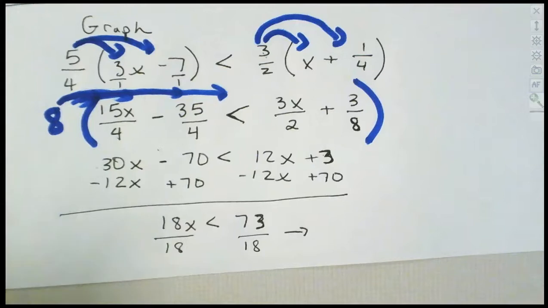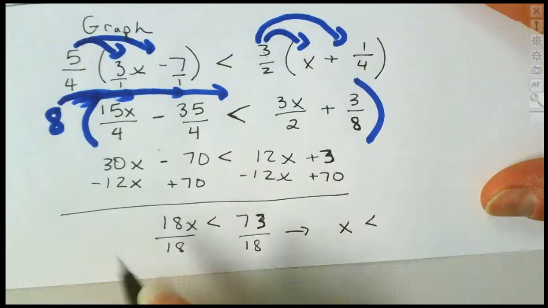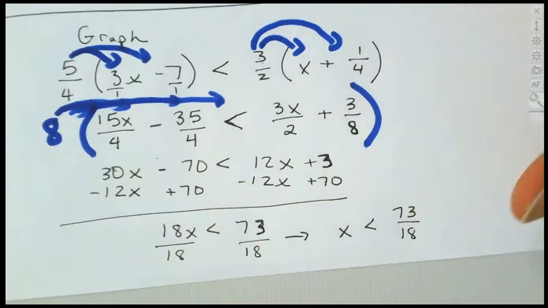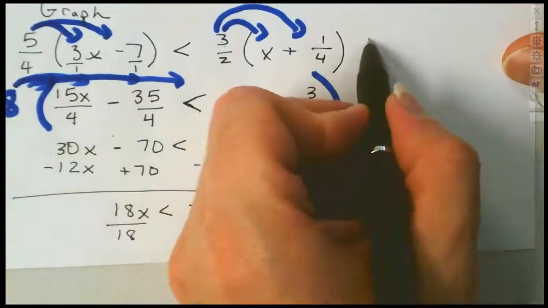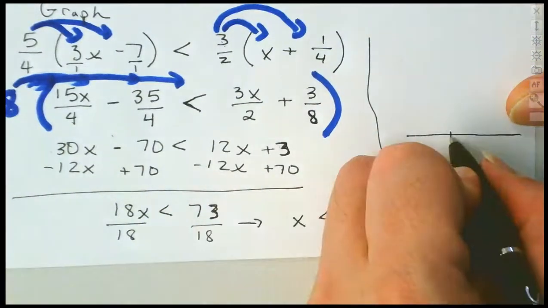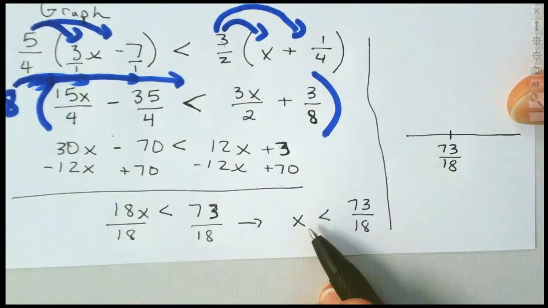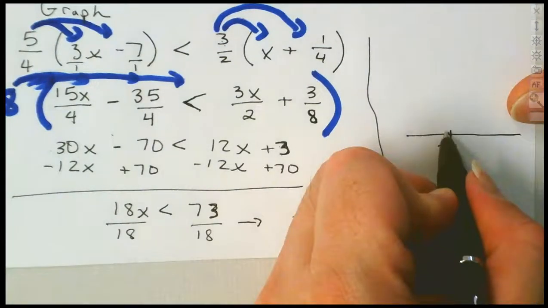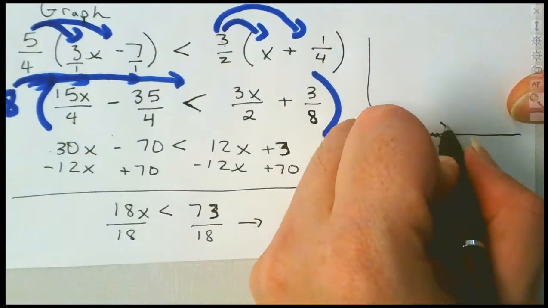That's not going to reduce down any more. So that leaves you then as x is less than 73 over 18. What would that look like on the number line? Well, on the number line, we've got our 73 over 18. X is on the left. It's pointing to the left, so we have to shade to the left. It's strictly less than, so we use parentheses.